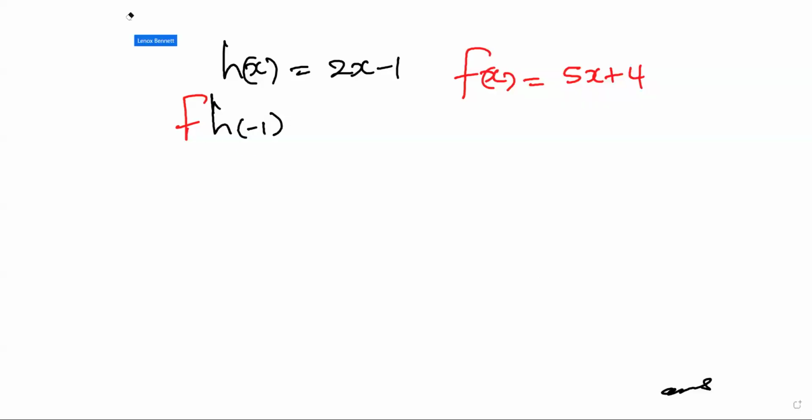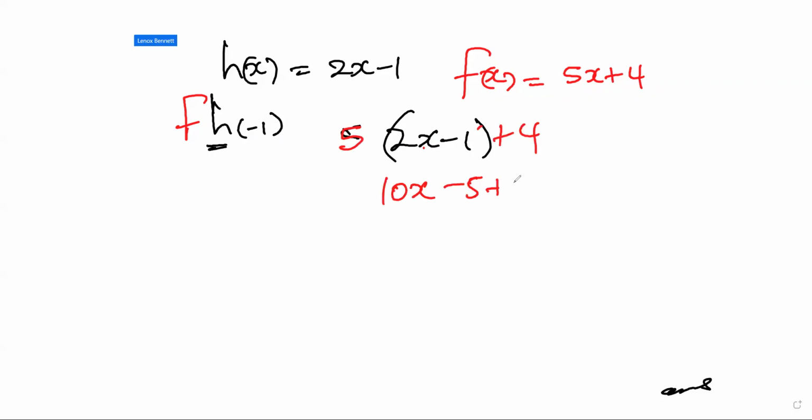Alright, so h, that's our last function. So write back all of that, 2x minus 1. And then write f in terms of it. So f says, what's wrong with this? So we have 5x plus 4. 5 2s are 10. 5 times negative 1, negative 5.